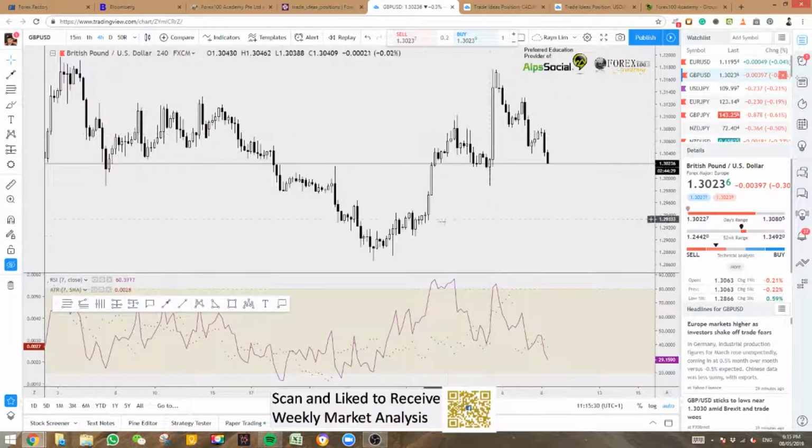Head down to the 4-hour chart, we can see the new high is created at this price. I think this is not a Shark pattern. Later we can double check.